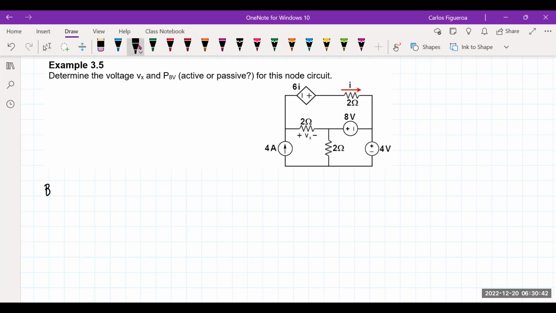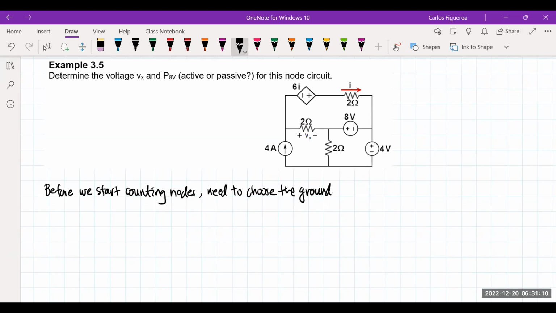So before we start counting nodes, we need to choose the ground. So there are multiple choices. One choice is that I could choose this as my ground down here, right? So I could make this my ground.